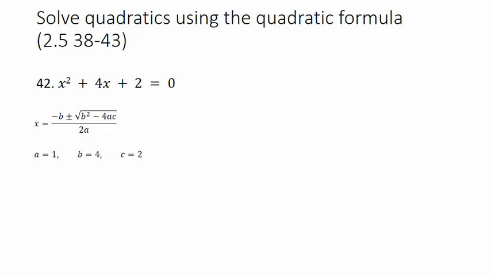So number 42 here is x squared plus 4x plus 2 equals 0. So we have a, the coefficient of x squared is 1, b, the coefficient of x is 4, and c, the constant is 2. So my first step when I'm showing the quadratic formula is just plug all that in. So negative b will be negative 4 plus or minus the square root of 4 squared minus 4ac will be 4 times 1 times 2 over 2a, 2 times 1.